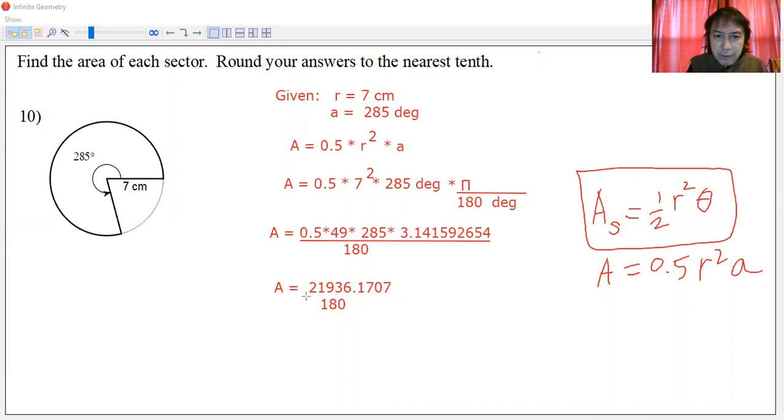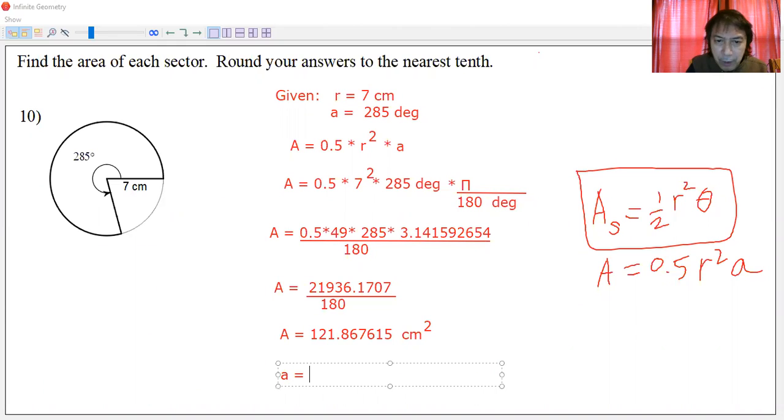So I put the divide first. There. Okay. And then we get the final answer in the next line. So we divide this by 180. We have something like 121.867615. All right, this is the area of the sector. Okay, this will be square centimeters. There. Now round the answer to the nearest tenth.